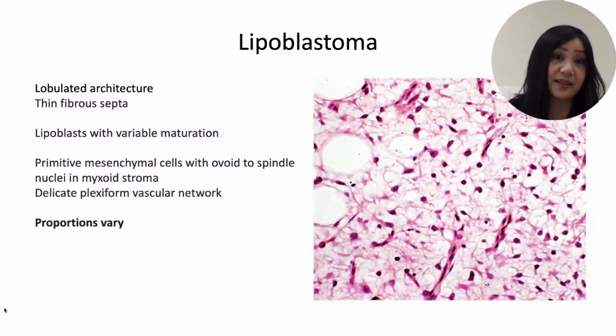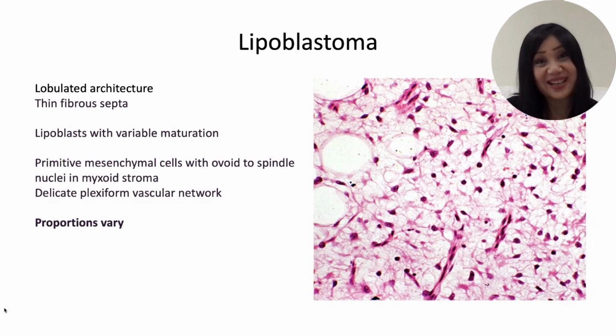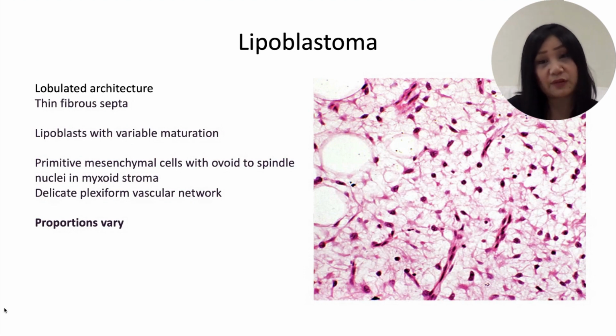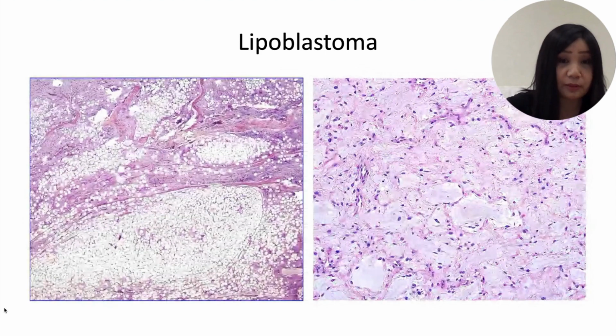There is also this myxoid component containing primitive ovoid and spindle cells with a delicate curvilinear background of thin-walled, medium-sized vessels. And the proportions of each component, so of the adipocytic component and the myxoid component with ovoid cells and vascularity, can vary. So we need to be aware that there can be adipocyte-rich variants or stromal-rich, so myxoid stromal-rich variants, and just know to look out for various proportions of each.